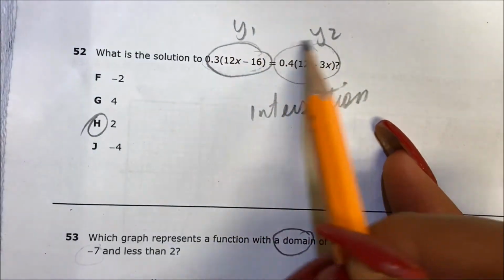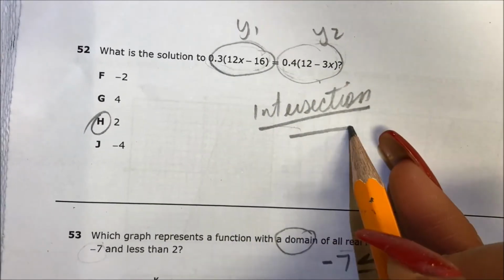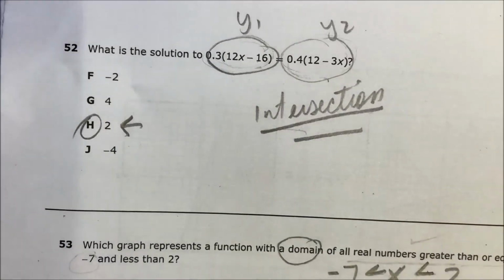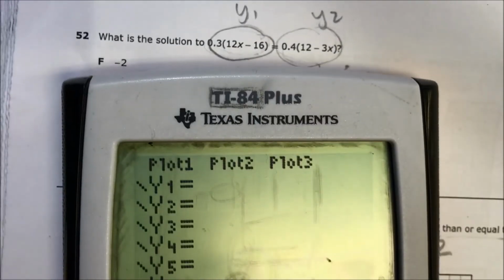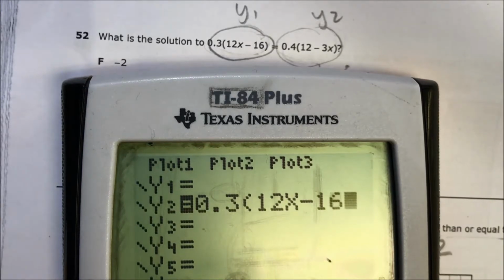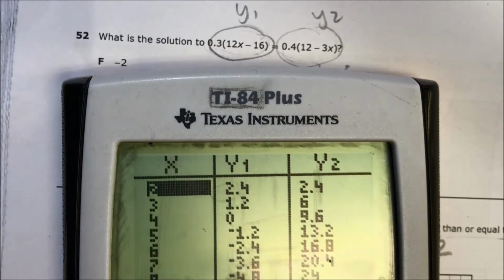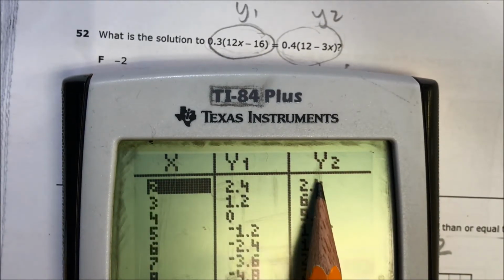Put this side in Y1, this side in Y2, and look for the intersection. When you do that, it will give you the answer as 2. Let me model that for you, because if you didn't watch the first video, then you won't have the skill to do this. So 0.3 parentheses 12x minus 16, and then 0.4 parentheses 12 minus 3x. And we want to look at the table when the numbers are the same. See, I got lucky. The answer is 2, because y1 and y2 have the same answer.